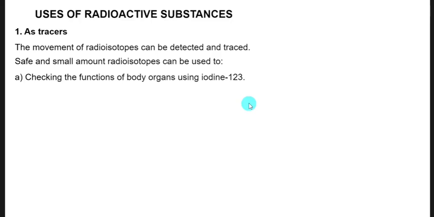Because of that, we are able to trace the way radiation is moving either in the body, in trees, or in water in a pipe. Because we can trace it, we can use it. Safe and small amounts of radioisotopes can be used to check the functions of the body organs, using iodine-125.